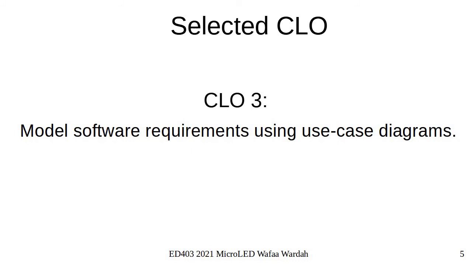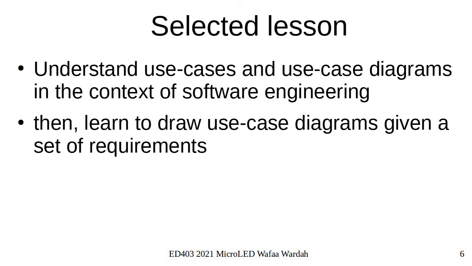For this MicroLED, I will focus on course learning outcome number 3, which says that students should be able to model software requirements using use case diagrams. The objectives of the lesson are to understand use cases and use case diagrams in the context of software engineering and then to learn to draw use case diagrams given a set of requirements.